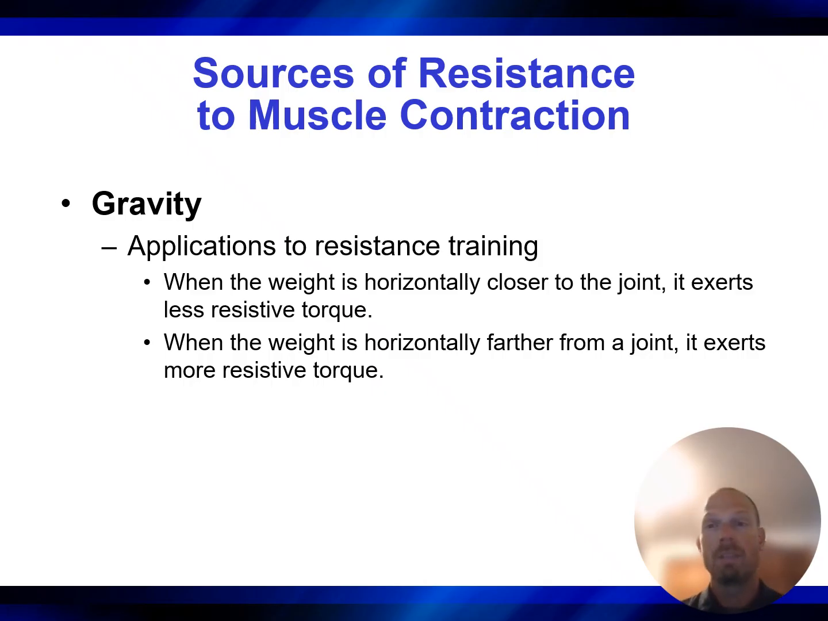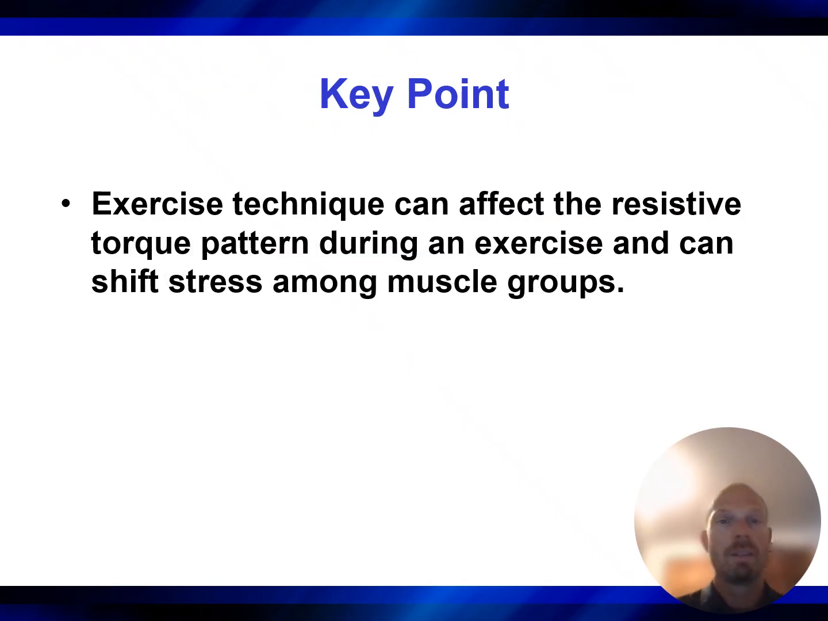For example, tilting the torso forward during a barbell squat moves the bar horizontally closer to the knees, but further from the hips. This decreases the resistive torque around the quadriceps while substantially increasing the torque requirements on the hip extensors and lower back. This slide reinforces the importance of proper technique. It is not just for injury prevention, but also performance.